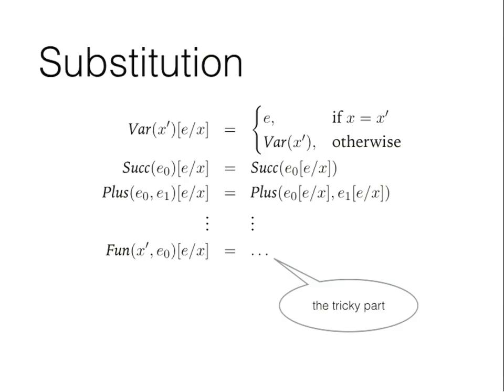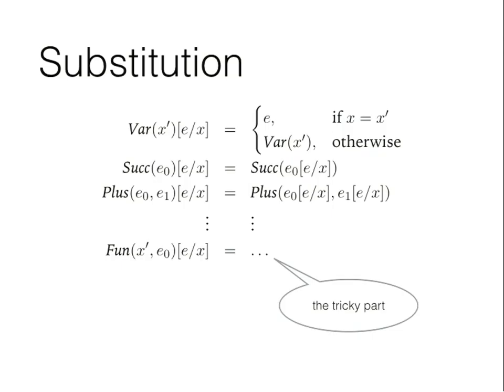So this is parts of the definition of substitution, and the tricky part is what do you do when you're substituting an expression in for x in the body of a function. Because you've got to be careful when e contains a variable named x prime here. And I'm not going to show you how to resolve the tricky part of the definition here. It's not important unless you want to get it right.